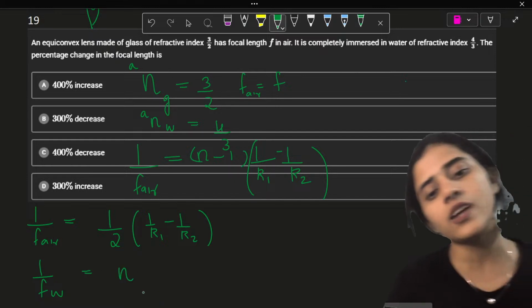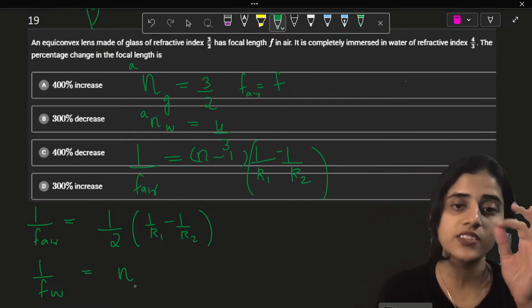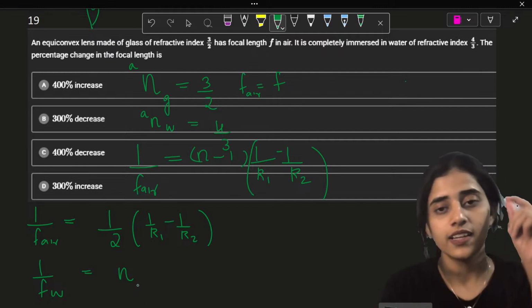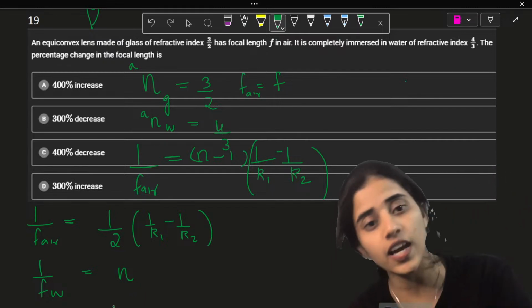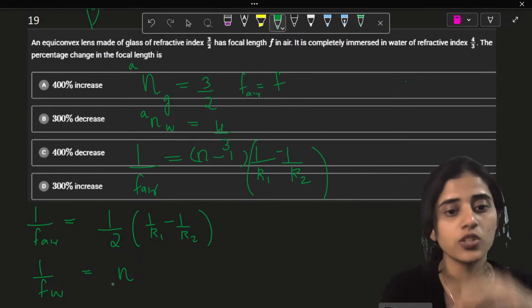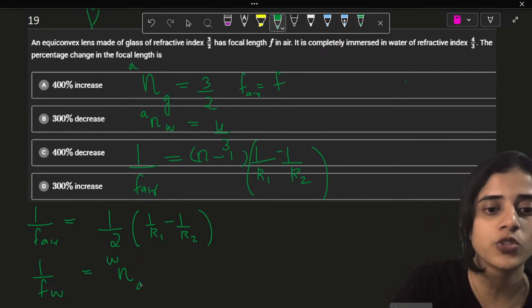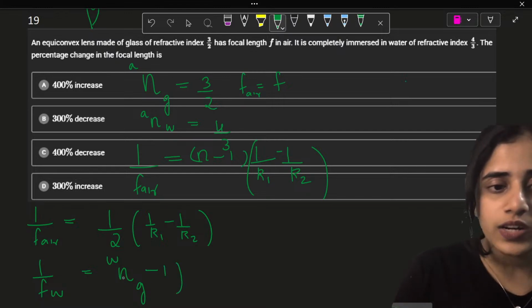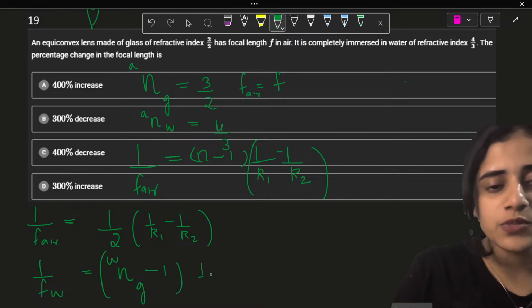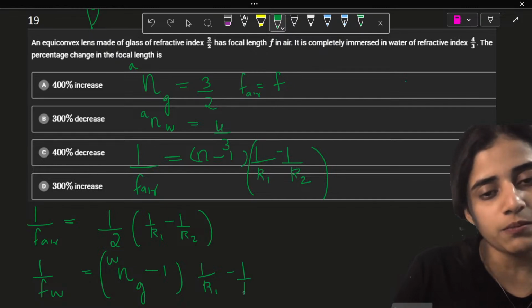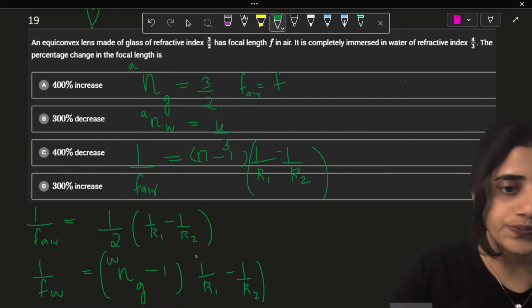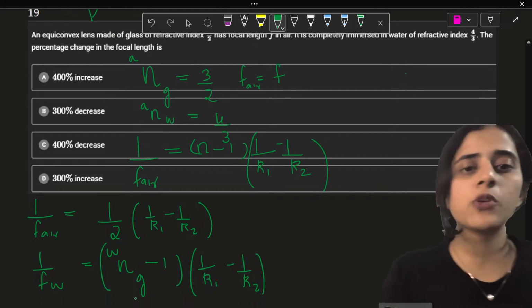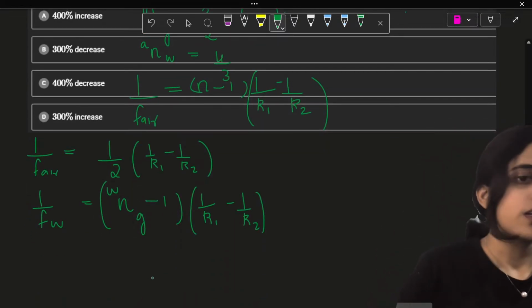Refractive index. Now here something is very important. It's going to be put in water. So light ray goes from water to glass. Now air, water to glass. So N of water to glass, NWG minus 1 times 1 by R1 minus 1 by R2. Now we don't know WNG. So what do we do?